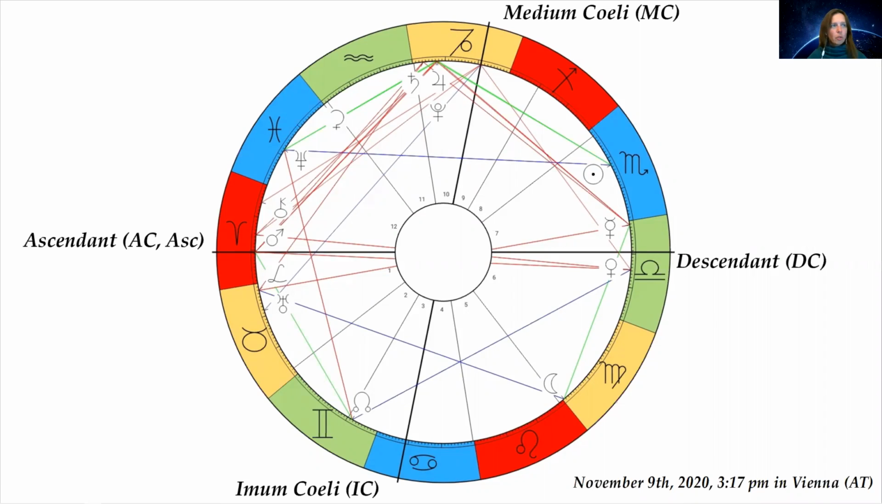So I wanted to show you here a basic chart, which is just a chart I made on the day I prepared this workshop, November 9th, 2020 at 3:17 p.m. in Vienna, because the app I was using has Vienna as the default place. Anyway, it would be the chart of someone being born at this exact time and place. You've probably all seen a chart like that, but I wanted to show the axis.